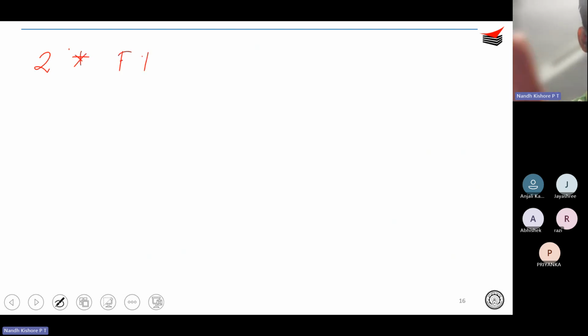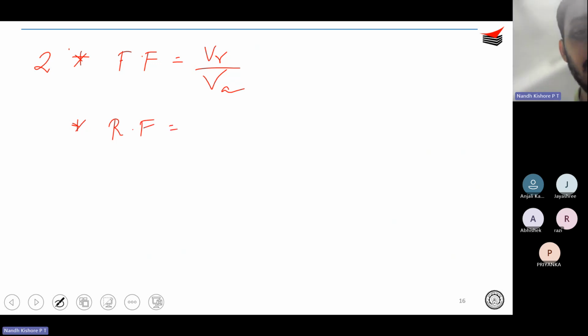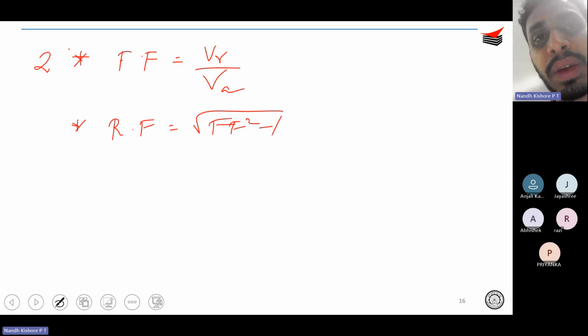You saw what was the form factor, that is V RMS by V average. And you saw what was ripple factor. Ripple factor is basically root over form factor square minus 1. In exams they may give examples like: if the form factor is this much, find out the ripple factor, or vice versa. So simply use this formula. Ripple factor is root over form factor square minus 1.